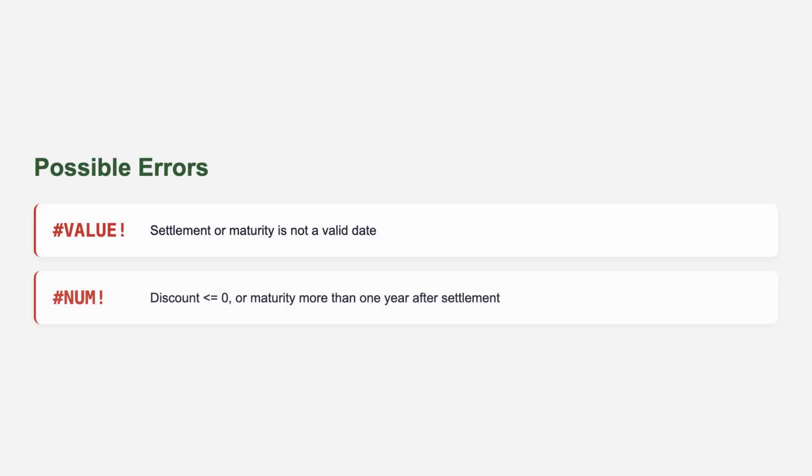Watch out for common errors. A value error occurs when the settlement or maturity date is not valid. A num error occurs when the discount rate is 0 or negative, or when the maturity date is more than 1 year after the settlement date.